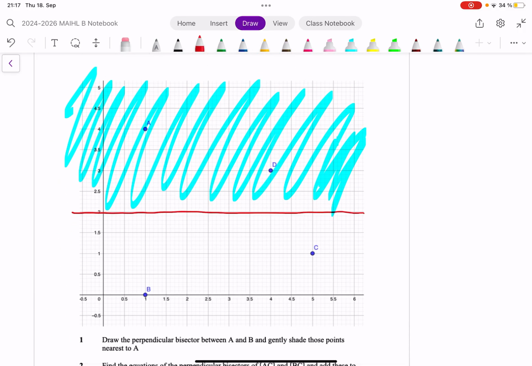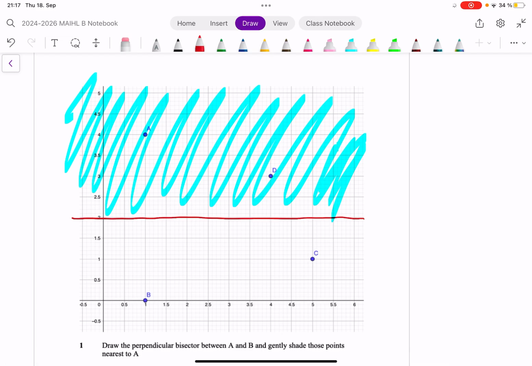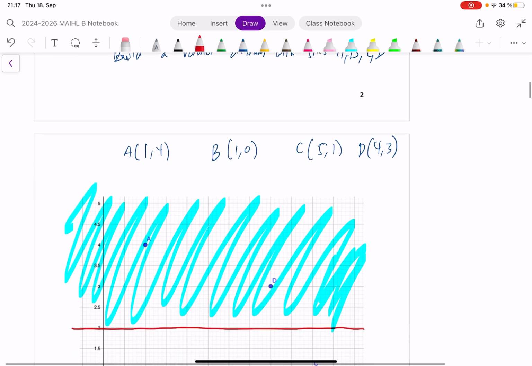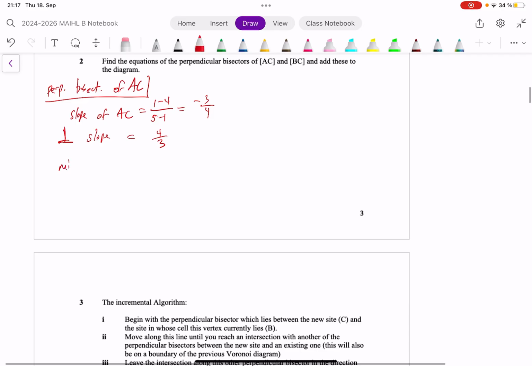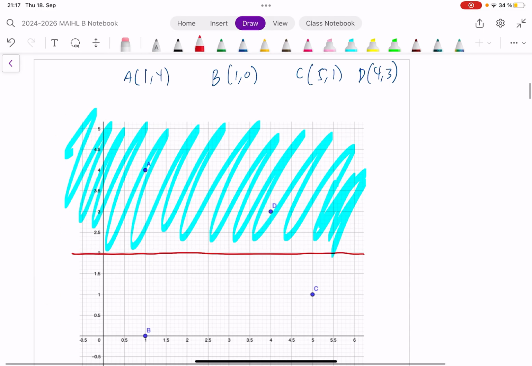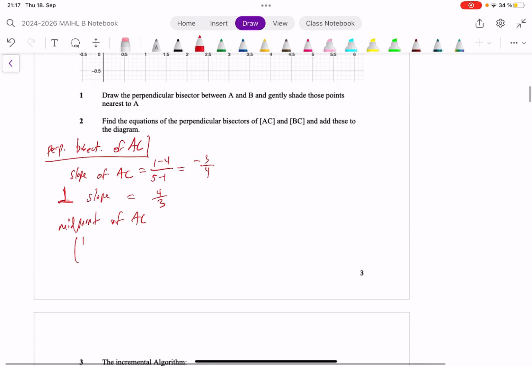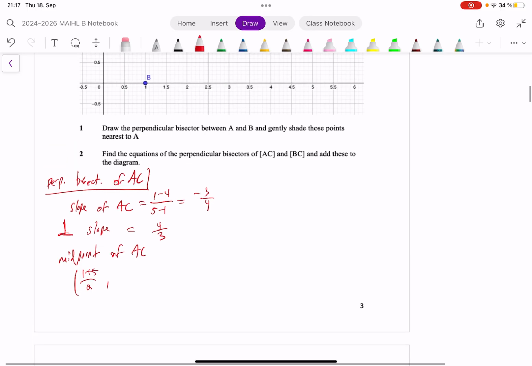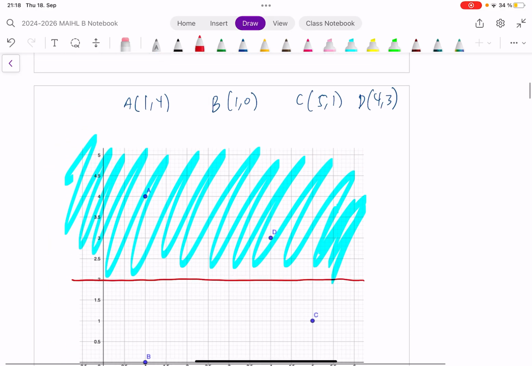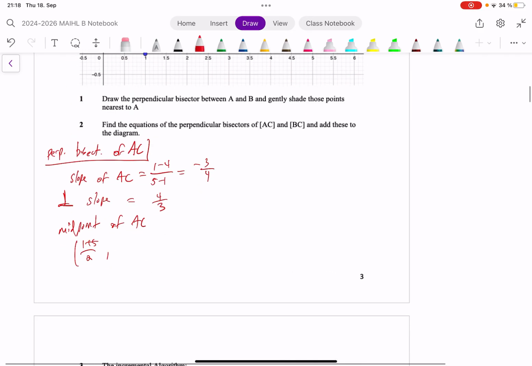And the only point that I could figure out is the midpoint of AC, right? Like that I have the perpendicular part, but I need the bisector part. And so I, again, could use the points and find the midpoint. So 1, 4, and 5, 1. So if I want the midpoint of AC, it's going to be the average of the x's, 1 plus 5, divided by 2, comma, the average of the y's, 4 plus 1, divided by 2. And so that would be at 3, comma, 2.5 is where that midpoint is.